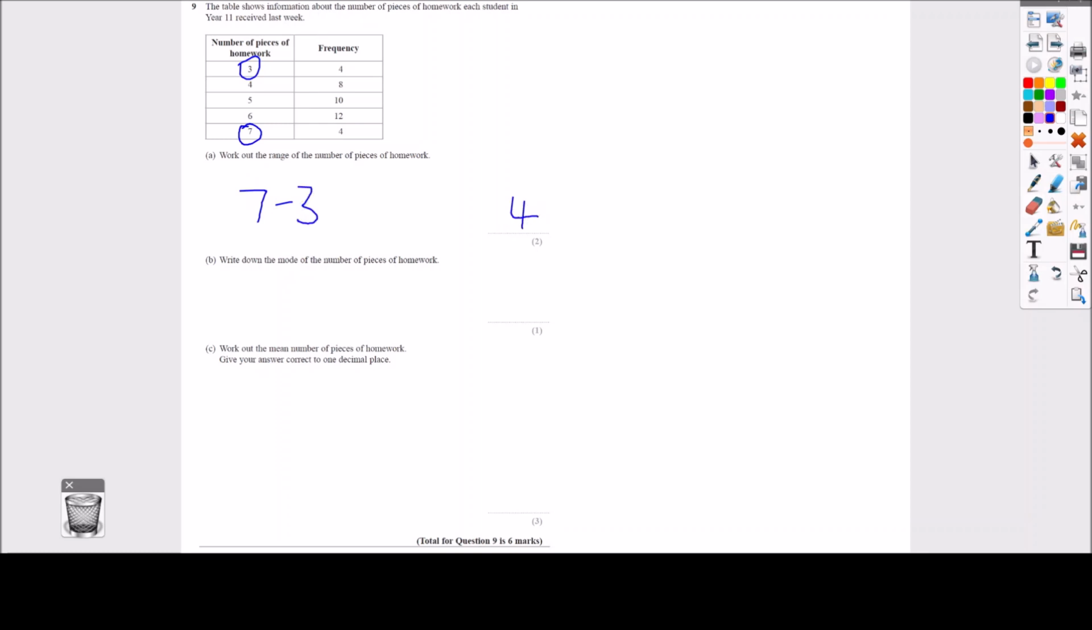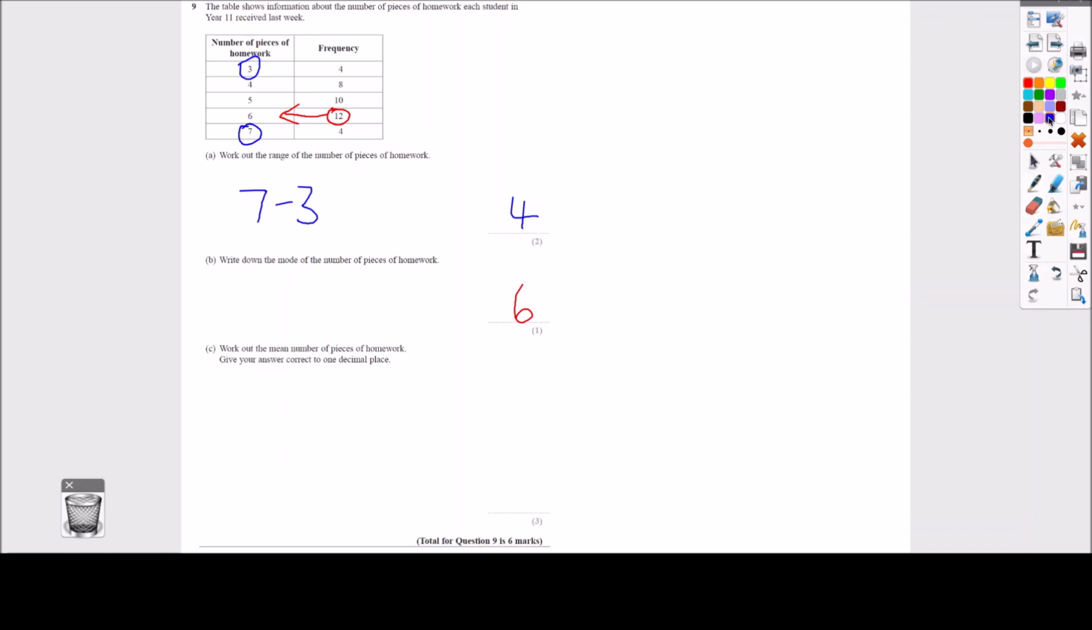Now write down the mode of the number of pieces of homework. So what happened most often? What was the number of homeworks that most students got? Well, the 12 is the biggest number of students. How many homeworks did they get? They got 6 homeworks. Now the mean, there's quite a bit of work to do here.